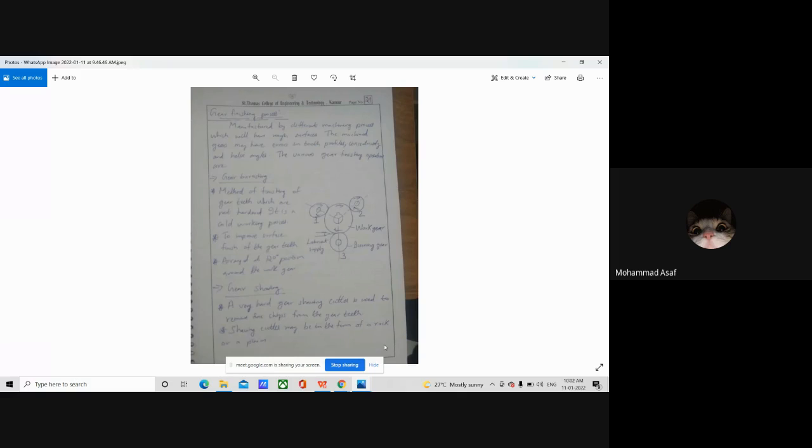To smooth, to improve the surface finish. Yes, you are right.